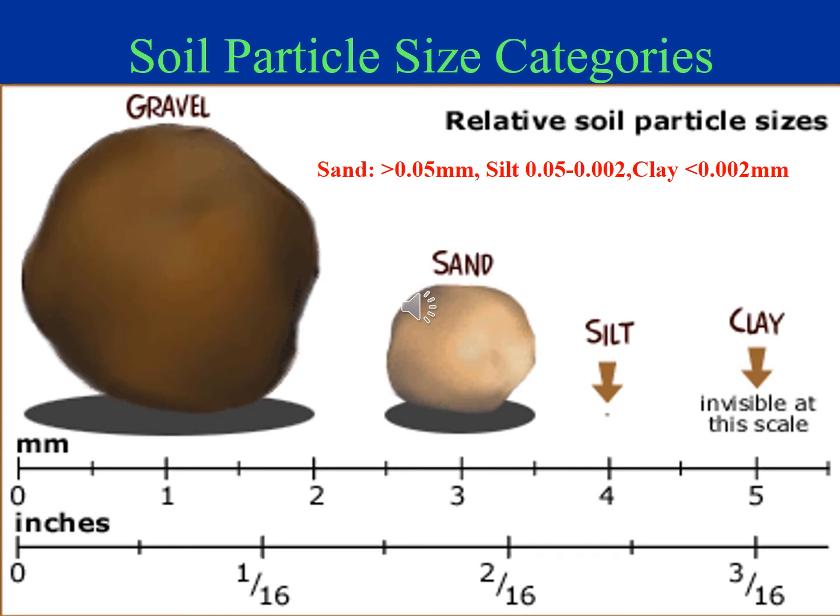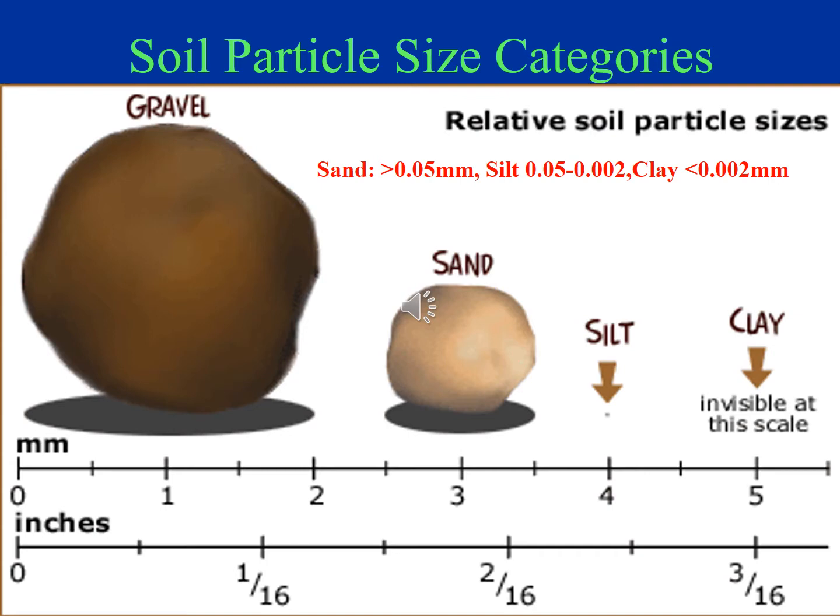The middle range size of a soil particle is called silt. It's from 0.05 to 0.002 millimeters diameter. The largest of the three categories of soil is sand, and that's particles greater than 0.05 millimeters diameter. In the picture, it's showing you sand, silt, and clay, and also a big old gravel chunk, which is not considered one of the three soil particle sizes. It's just here for reference.